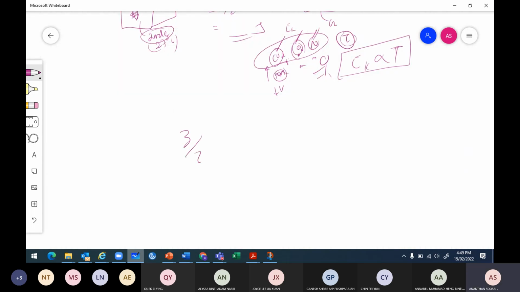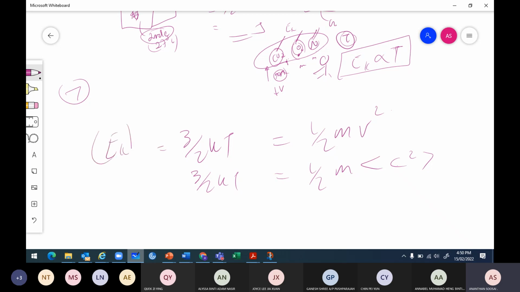Another one. The 3/2 kT, of course, is the same as half mv squared. This v squared is actually the mean square speed, a mean average speed. At one temperature, the particles move in a range of speeds, so we need to find the average speed as a mean square speed. I forgot to say, this kinetic energy is the average kinetic energy of the particle. You need to use the word average.